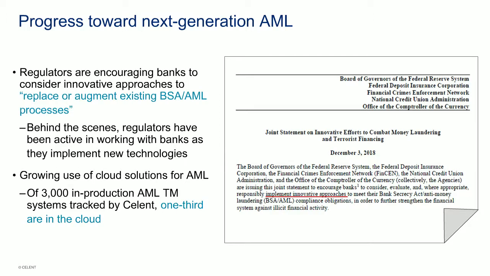So it looks good. What do the regulators think? Well, very significantly, regulators actually worldwide, and this has also happened in the U.S., with a very striking statement from a group of bank regulators in December. They're encouraging banks to consider innovative approaches to, quote, replace or augment existing BSA AML processes, unquote. And behind the scenes, regulators have been active in working with banks as they implement these new technologies. In terms of cloud solutions, Celent recently tracked 3,000 in production transaction monitoring systems in the U.S., and 1/3 of those are in the cloud. So use of cloud is already a fact.